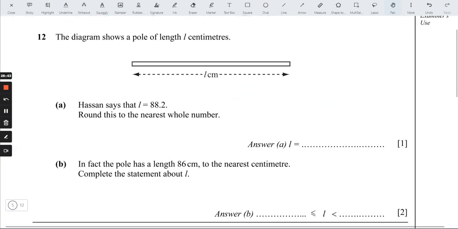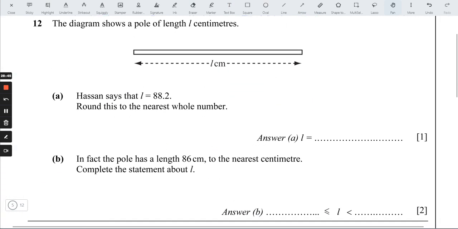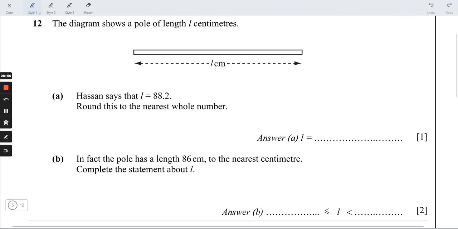Question 12 now. Question 12 says the diagram shows a pool of length L centimeters. This is the pool here. Hassan says that L equal 88.2. Round this to the nearest whole number.